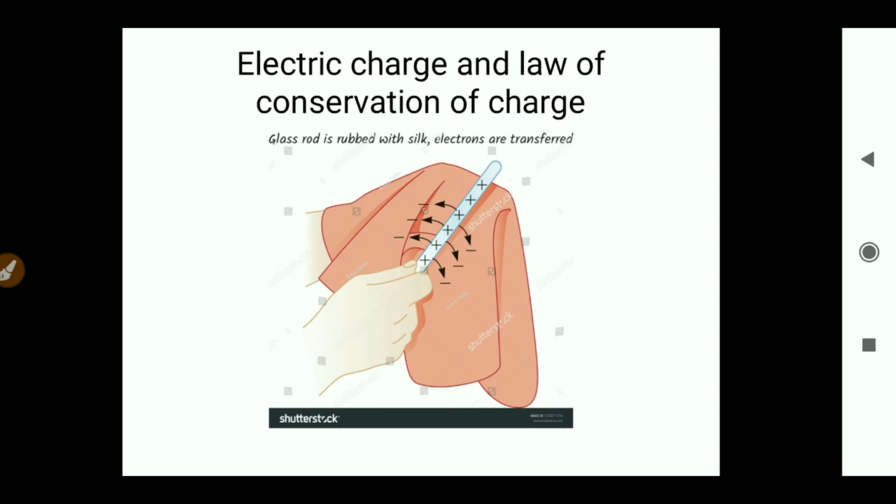So in this video, I have discussed one method of electrification. Now it is your homework to identify two or more ways of electrification, which are already given in your book. So try to find the other ways of electrification.